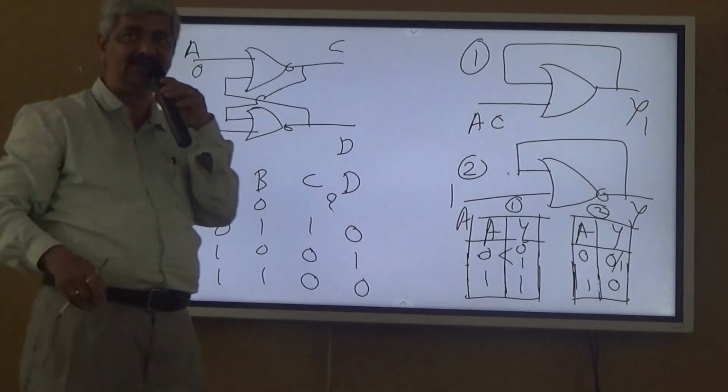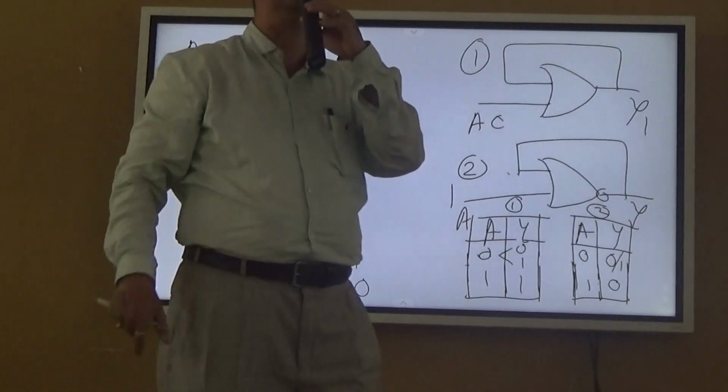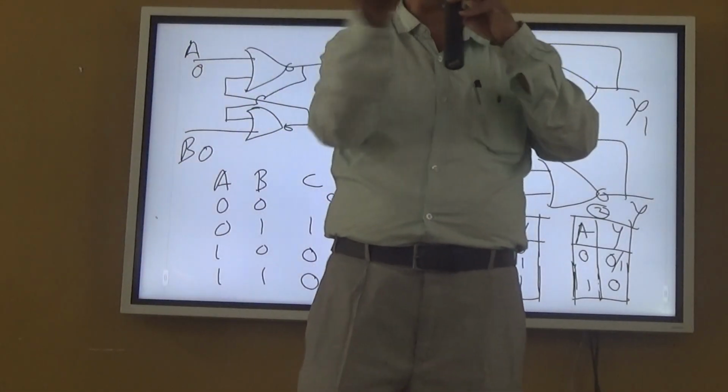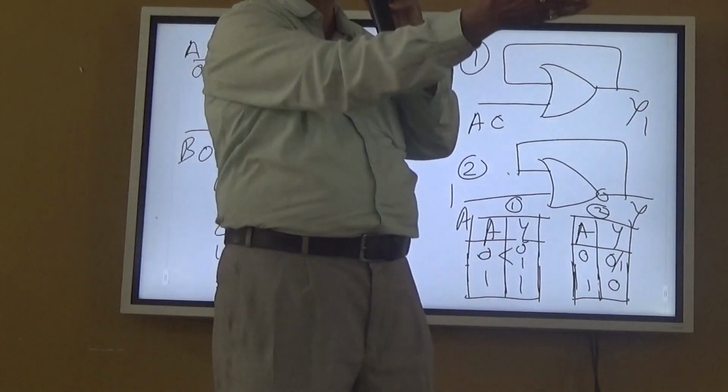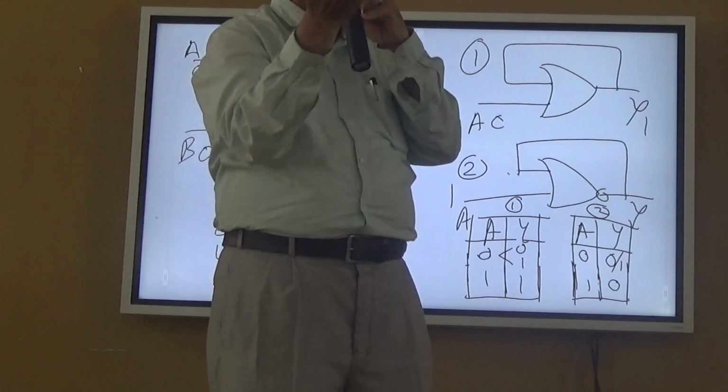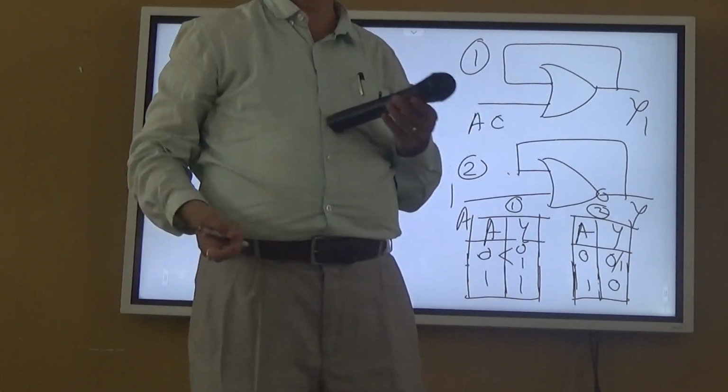Now how many outputs are to be determined? 2 outputs. What are the options? For C and D: 0, 0, 0, 1, 1, 0, 1, 1. So what will happen?